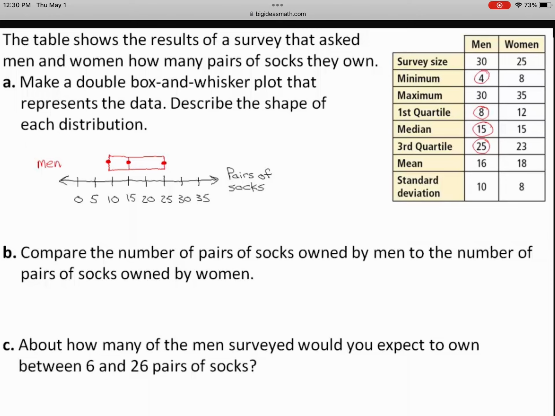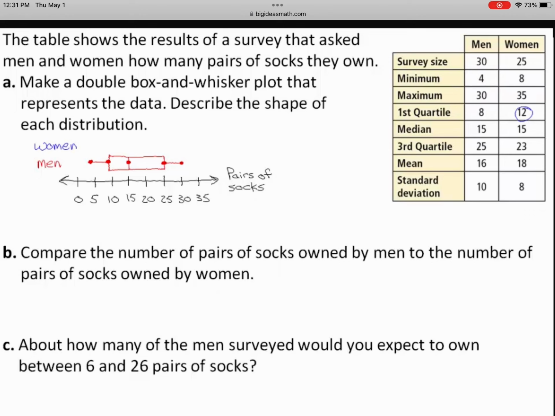Then notice that the minimum value is 4, so plot a point at 4. Next, notice that the maximum value is 30, so plot a point at 30. Then draw whiskers extending to the minimum and maximum values. Next, make a box and whisker plot for women.